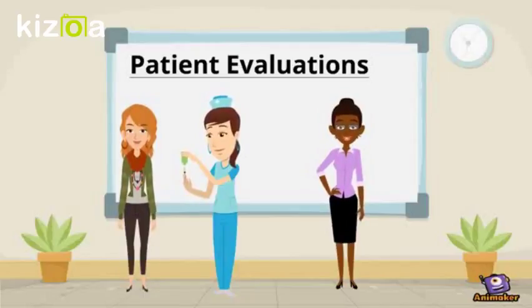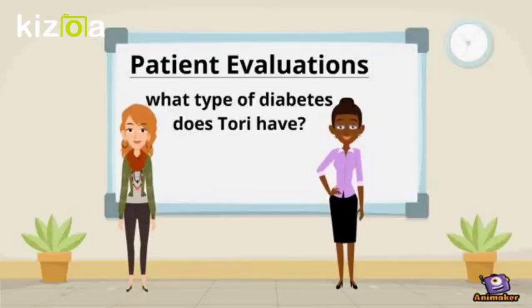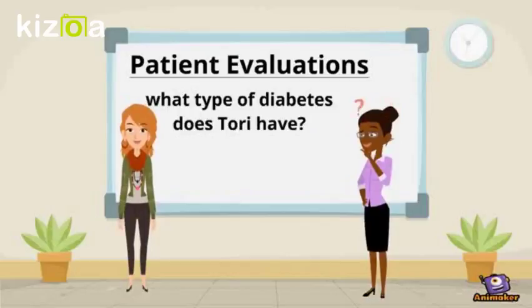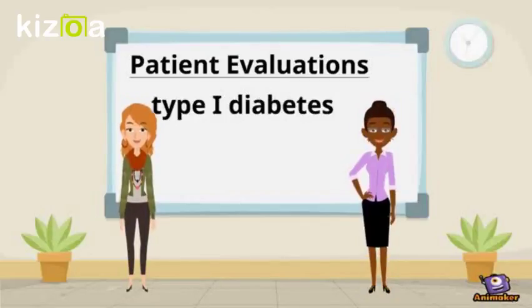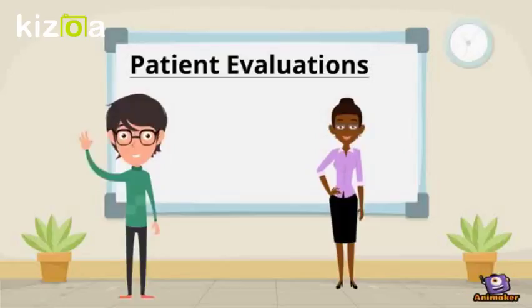Ever since then, Tori has taken 1 insulin shot per day, more if more insulin is needed, and has tested her blood sugar twice a day. What type of diabetes does Tori have? That's right. She has type 1 diabetes. We can tell because of the age that she was diagnosed with and the fact that she has otherwise lived a very healthy life. Next, we'll talk about Nate.